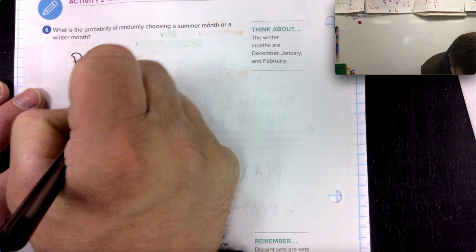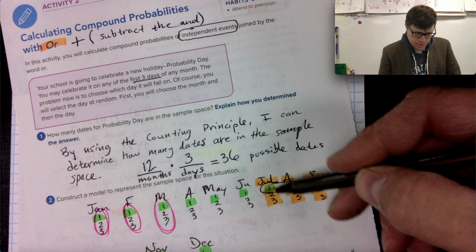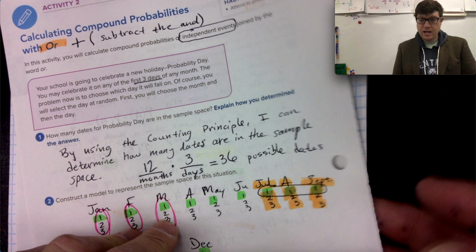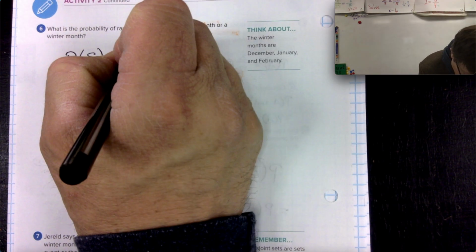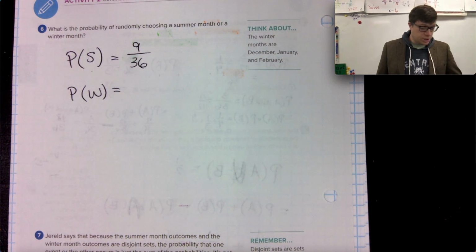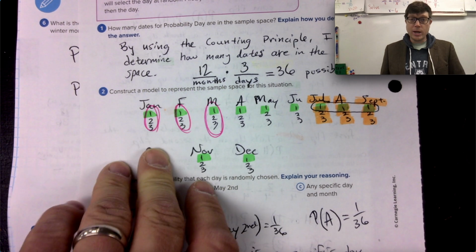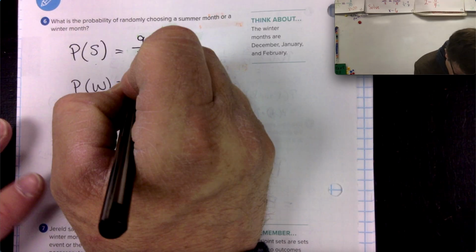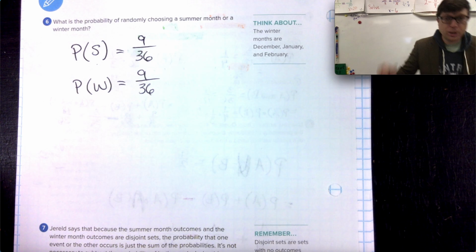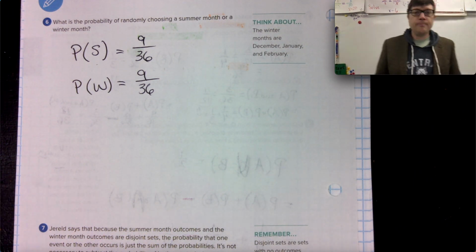So the probability of summer and the probability of winter. Let's bring back this one. Orange. Orange is summer. 1, 2, 3, 4, 5, 6, 7, 8. There are 9 summer days out of 36. And then the probability of winter days, there are 1, 2, 3, 4, 5, 6, 7, 8, 9 winter days out of 36. We could choose for probability day, celebrate it, make it be a thing. Okay.